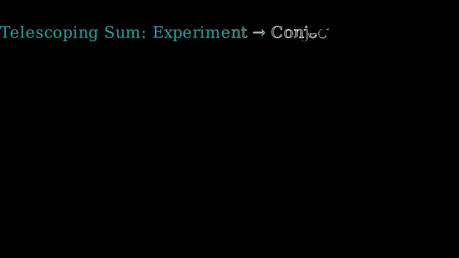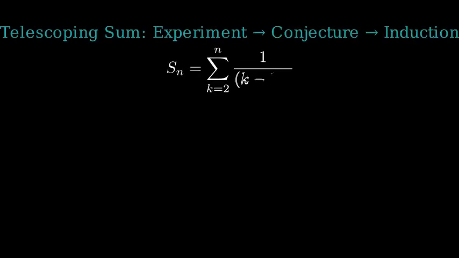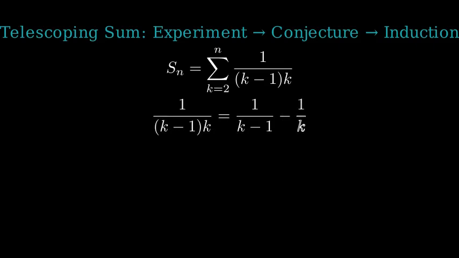In this first part, we will experiment, conjecture, and then prove a closed form for a telescoping sum. The question is, what is the value of the sum S sub n equals the sum from k equals 2 to n of 1 over k minus 1 times k? First, experiment on a single term.